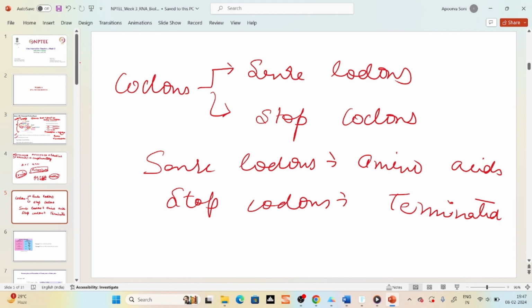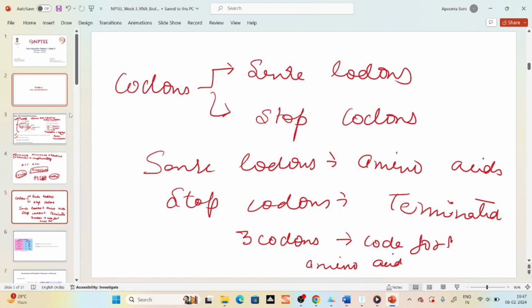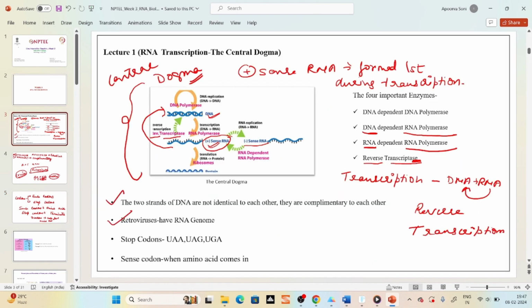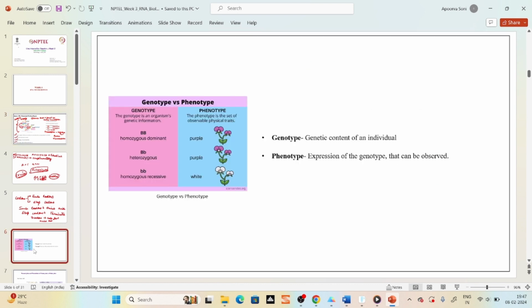So how many nucleotides are required to code one amino acid? How many are required? 3. So 3 nucleotides, they code for one amino acid, right? Okay, so this was the last point, sense codons, where stop codons are UAA, UAG, UGA, and sense codon when an amino acid comes in. Fine. Now we come to the next part of this chapter, that is genotype and phenotype.